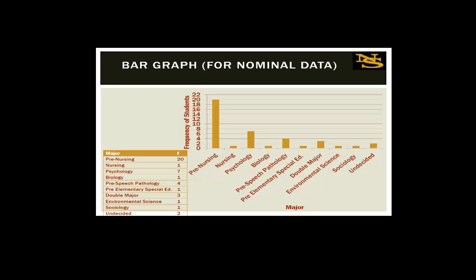So if you want to look at how the graph corresponds to the table, you can see, okay, there's 20 pre-nursing majors. So here's pre-nursing on the x-axis, and the bar height corresponds to a frequency of 20. Then if I go look at sociology, here's sociology, the bar corresponds to a frequency of 1. So you can see how the table corresponds to the graph. And it's a bar graph, the bars don't touch, it's nominal data. These gaps represent that each category is separate.